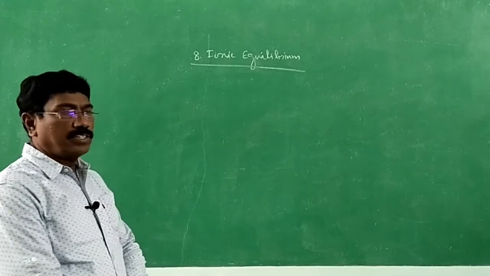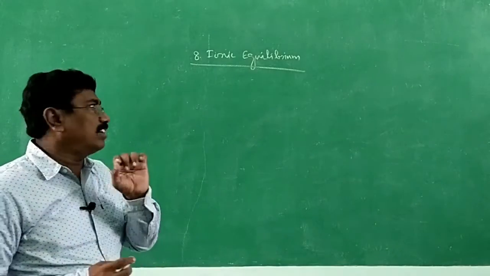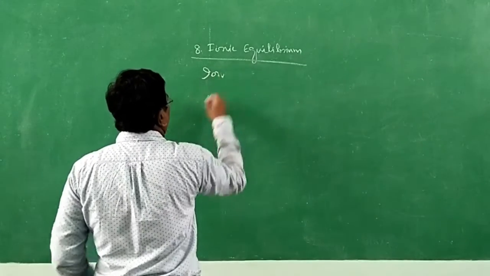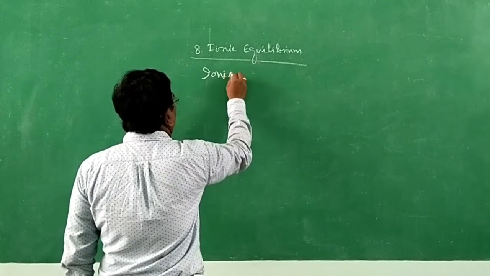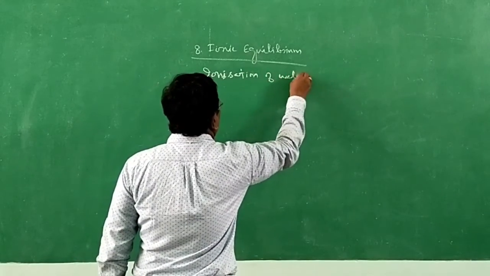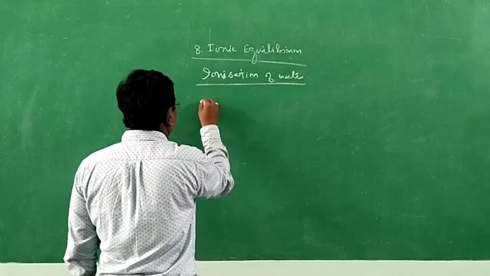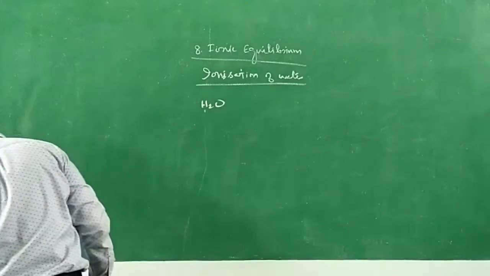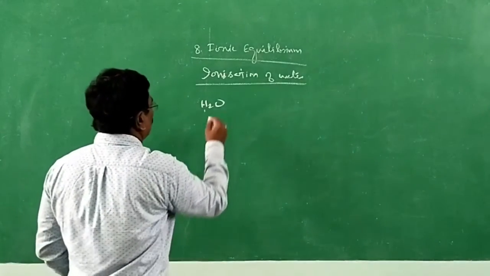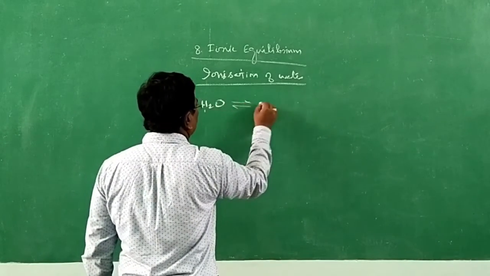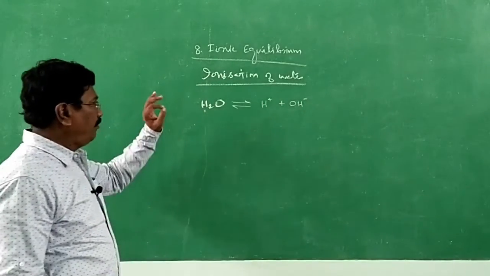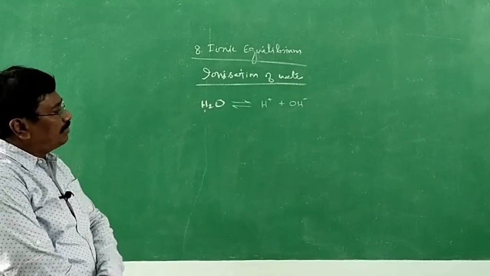Dear students, now let us go into the ionization of water. Water is a very weak electrolyte. It ionizes only slightly to give H plus ion and hydroxide ion. Very, very weak electrolyte. Ionization is to a very small extent.